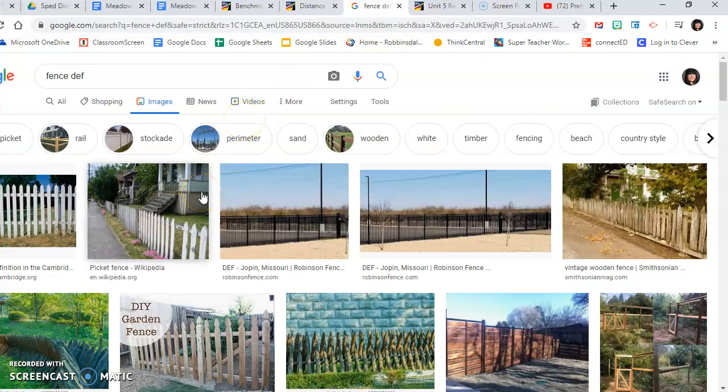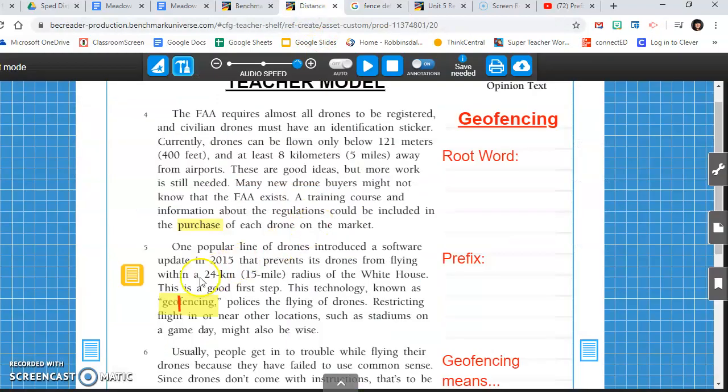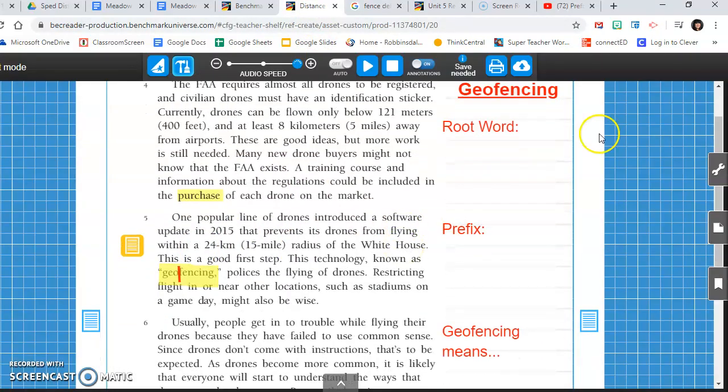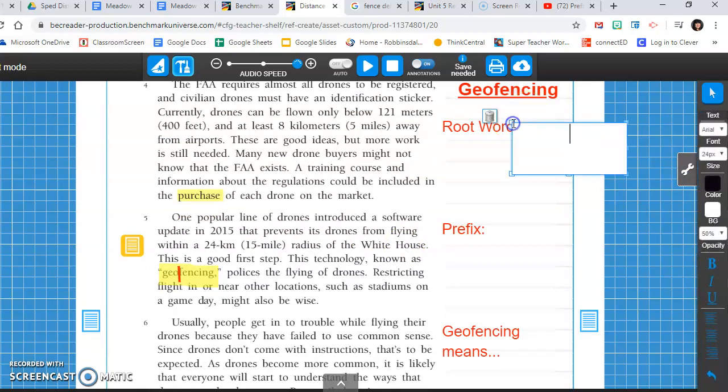So fences can be like barriers to keep one area separate from another, to keep one area on its own, and to keep them at a good distance from each other. So I know a fence is like a barrier. Now let me go back. I'm going to break down this word off in the margins. I'm going to grab my text tool right here.